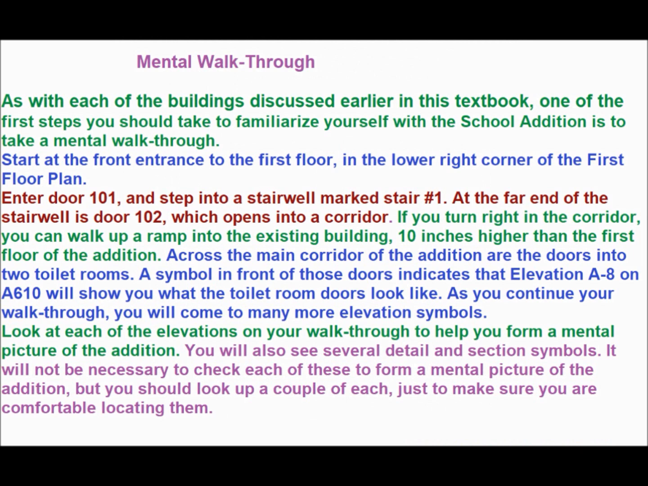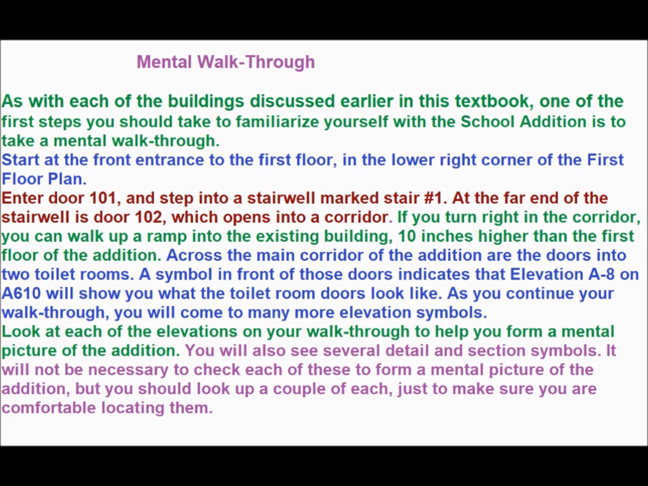Mental walkthrough. As with each of the buildings discussed earlier in this textbook, one of the first steps you should take to familiarize yourself with the school addition is to take a mental walkthrough. Start at the front entrance to the first floor, in the lower right corner of the first floor plan. Enter door 101, and step into a stairwell marked stair number 1. At the far end of the stairwell is door 102, which opens into a corridor. If you turn right in the corridor, you can walk up a ramp into the existing building, 10 inches higher than the first floor of the addition.